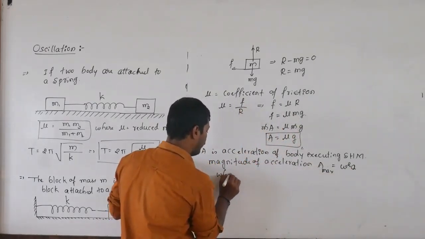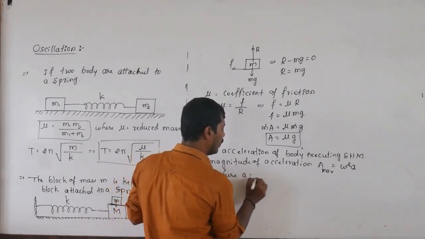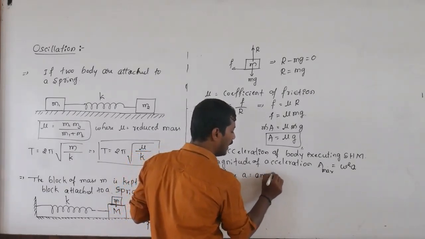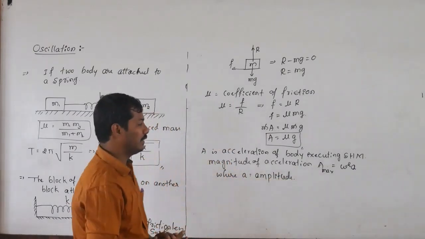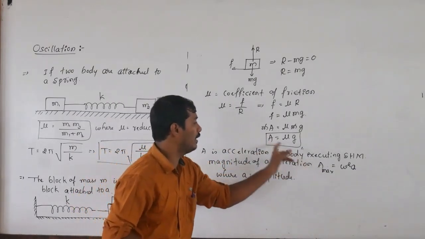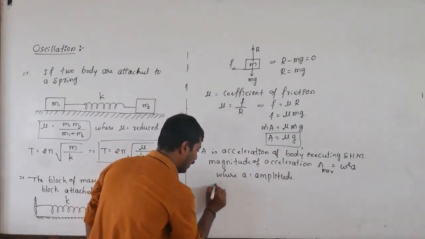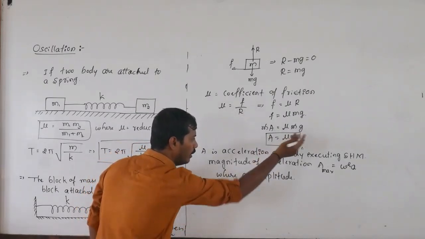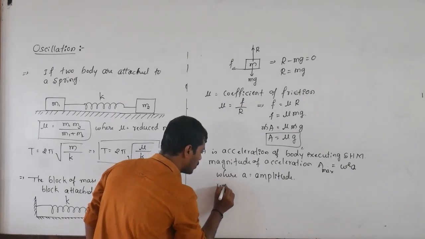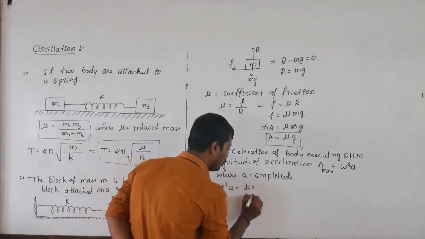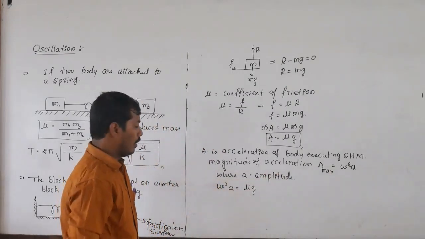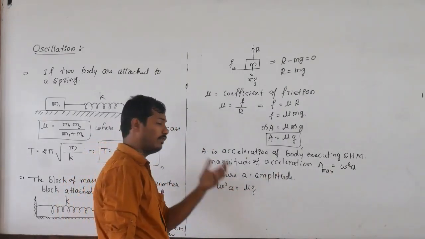Where a is called the amplitude, or the maximum displacement. If you write like this, then a is equal to mu into z. Then omega square into a is equal to mu into z. We want the time period.